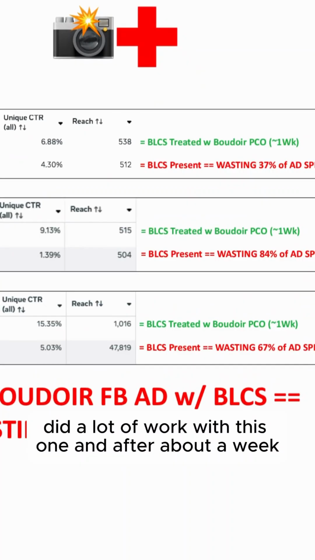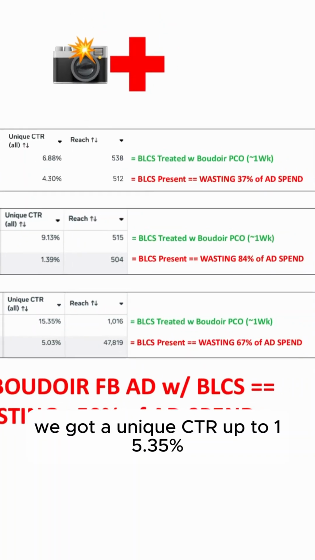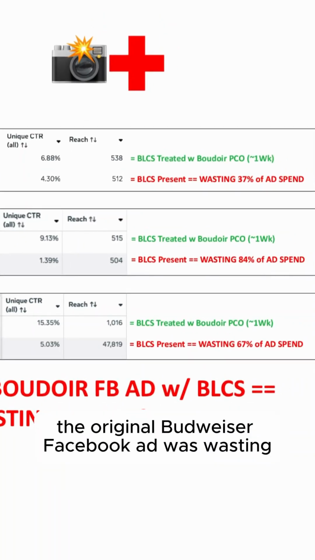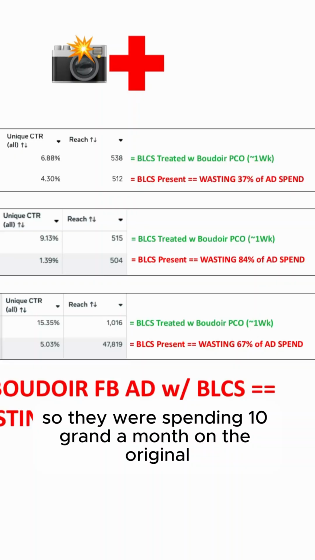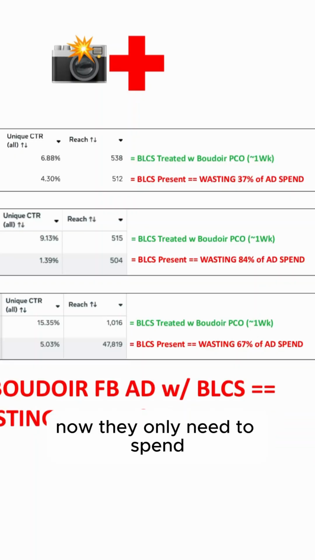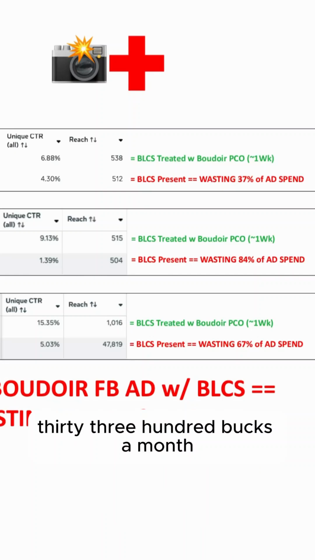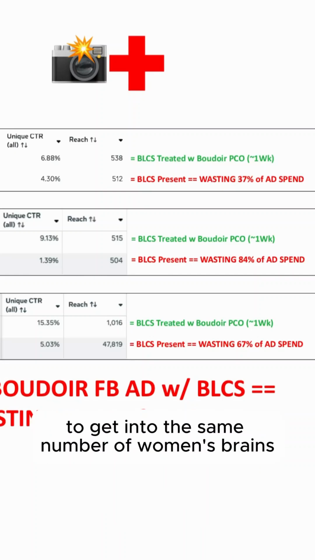Did a lot of work with this one. And after about a week, we got its unique CTRL up to 15.35%. So we found out the original Boudoir Facebook ad was wasting 67% of ad spend. So they're spending 10 grand a month on the original Boudoir Facebook ad. Now they only need to spend $3,300 a month on the Boudoir Pico treat ad to get it into the same number of women's brains.